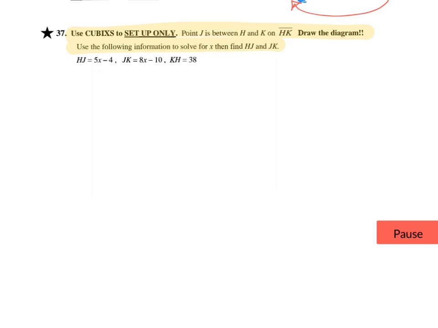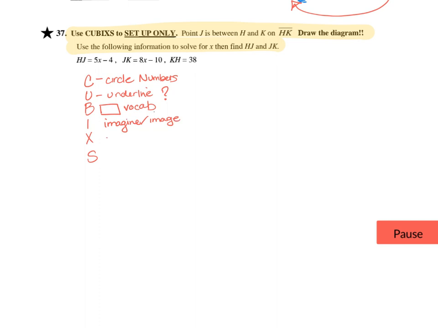So when we read this, we're going to first quick review our CUBES. Circle the numbers. Underline the question. Then box the vocab. Then imagine or draw the image, our picture, and then explain and solve. For this one, we are not going to solve it.